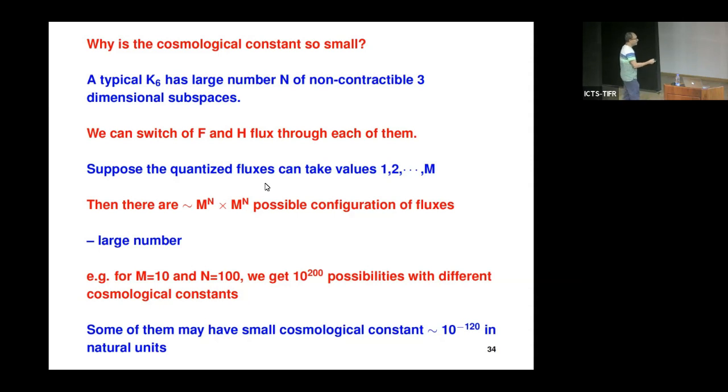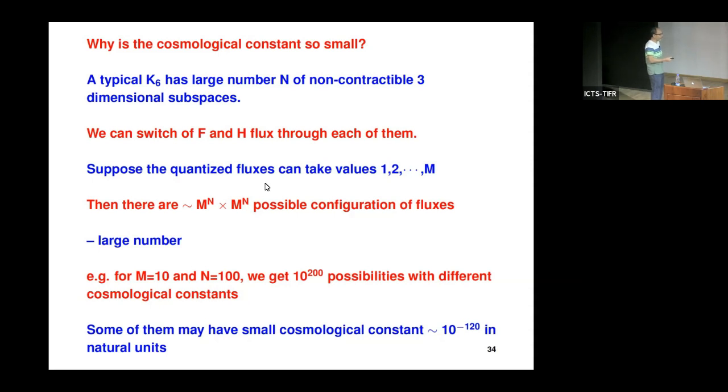Now, this can be a very, very large number. For example, let's suppose that m is 10 and n is 100. 100 is actually quite common; a Calabi-Yau with 100 cycles is quite common. So we have then 10 to the 200 possibilities with different cosmological constants. And now the idea is that most of these, of course, will have cosmological constant of order 1. But a small fraction may have cosmological constant of order 10 to the minus 120, right?